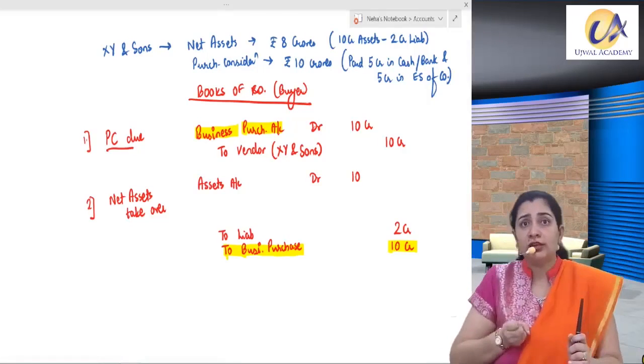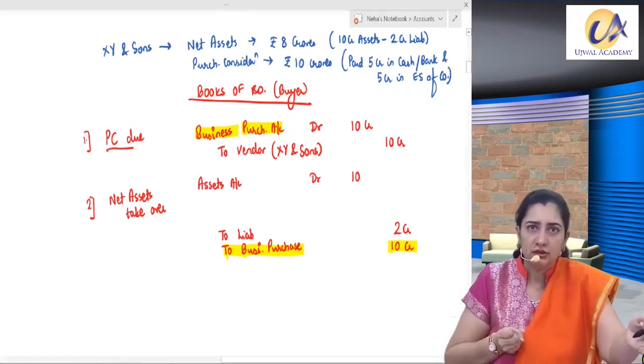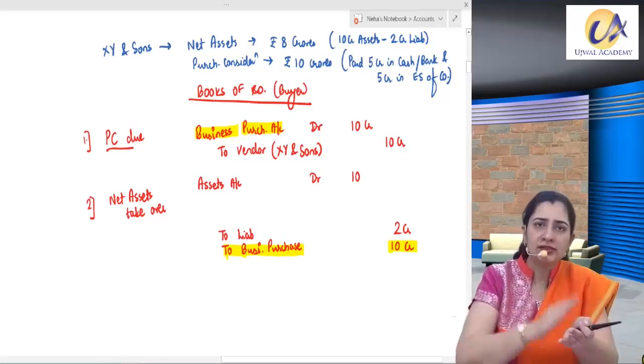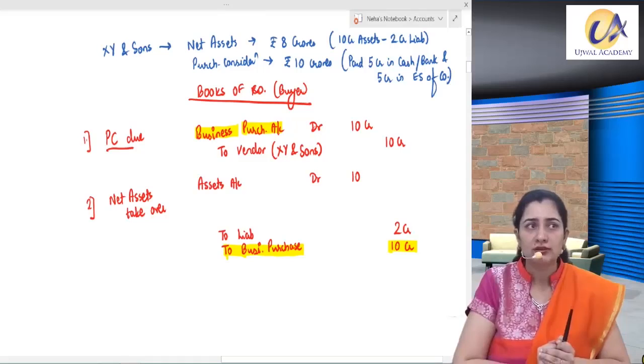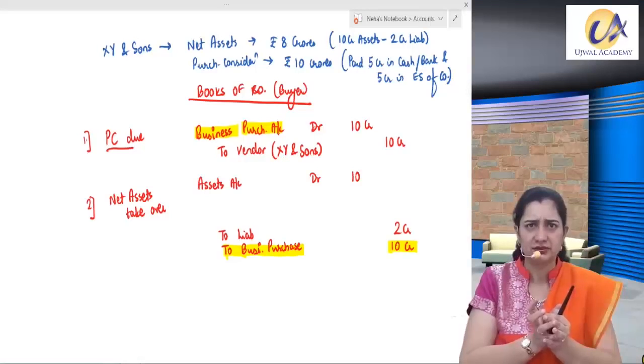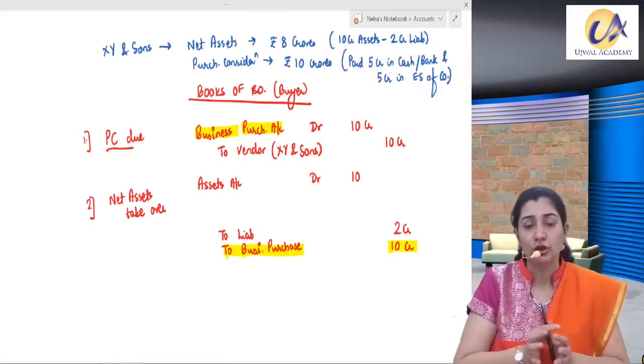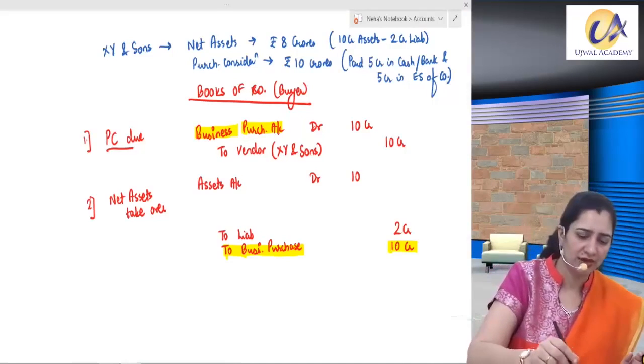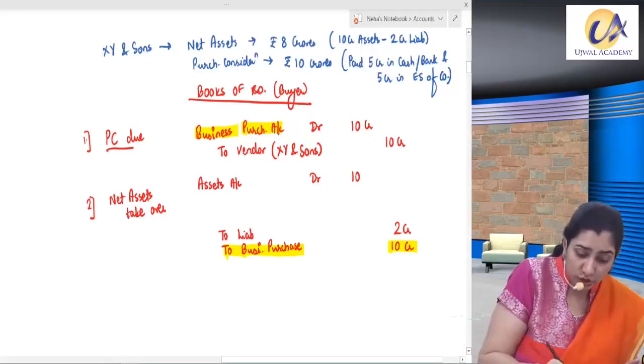Coming only 8 and I'm giving 10. So 2 extra I'm giving. So what is that 2 extra for? Something hidden, na, it is. For which I'm giving you 2 extra. So that hidden amount is what I call as my goodwill.